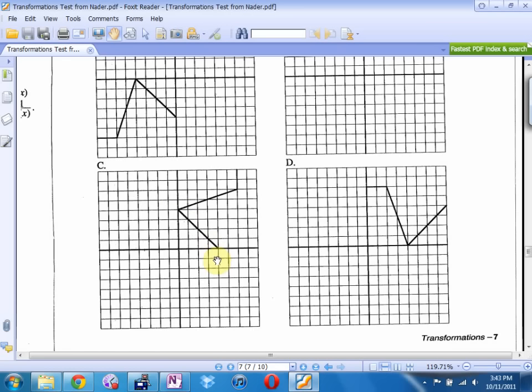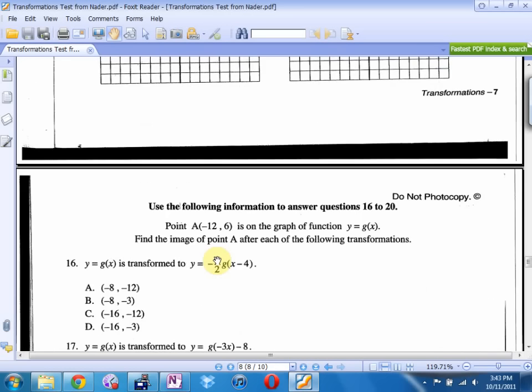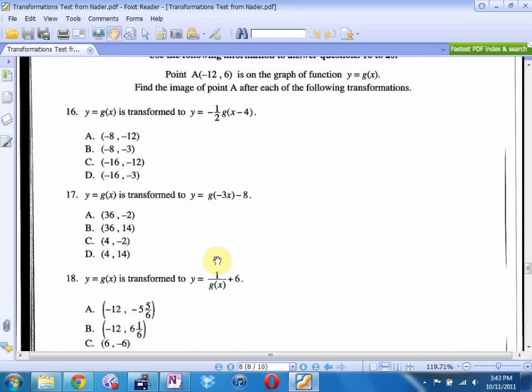Okay. Definitely going to be something like 16 or 17 or 18, where I give you a point, and then I give you something in function notation and say, tell me the new coordinates.